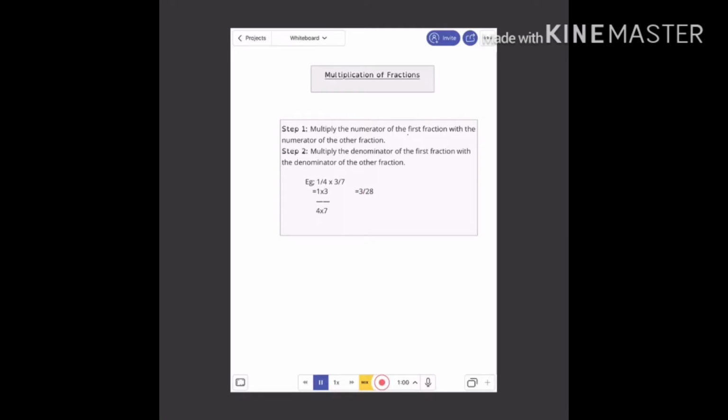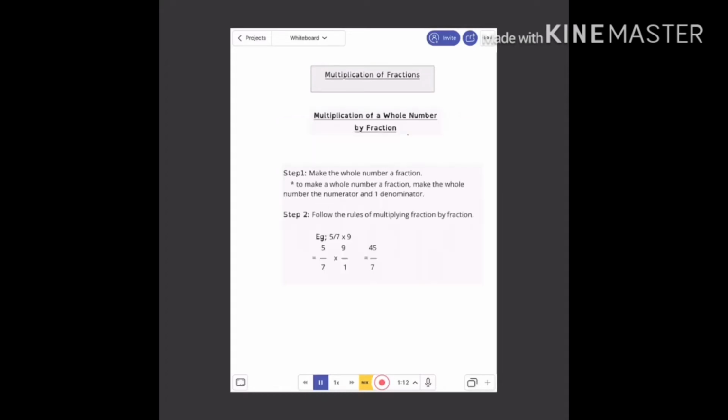Then we will multiply the denominator with the denominator. 4 into 7, that is 28. So we get the answer 3 by 28. It's easy to multiply fractions, as you know. So now we can study how to multiply a whole number by a fraction.